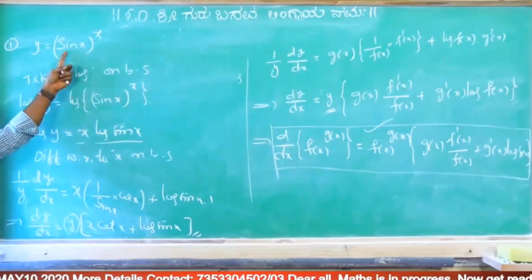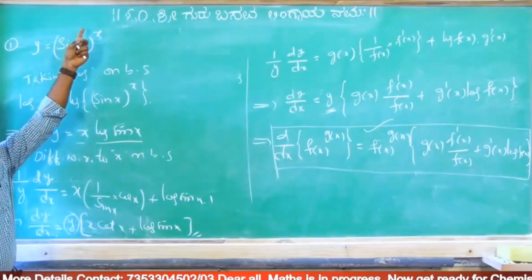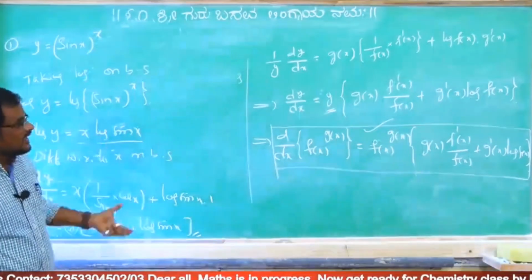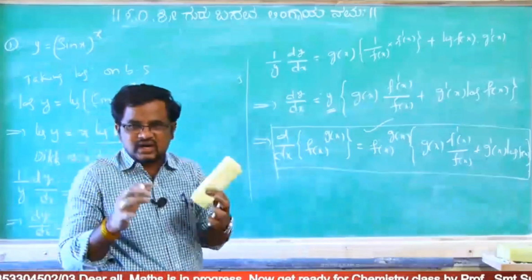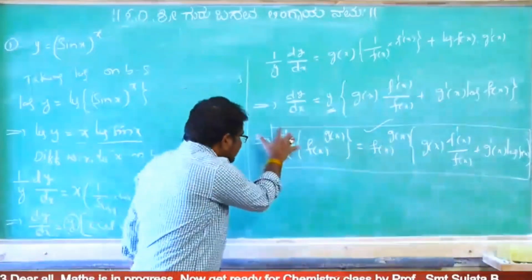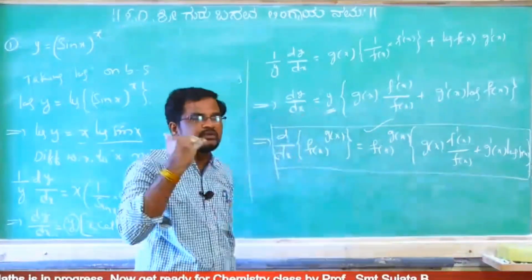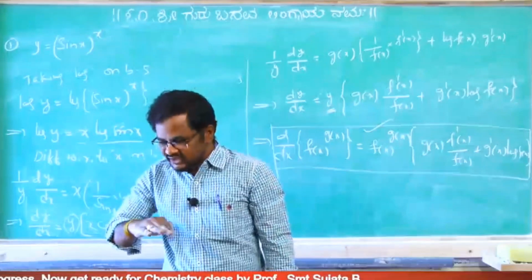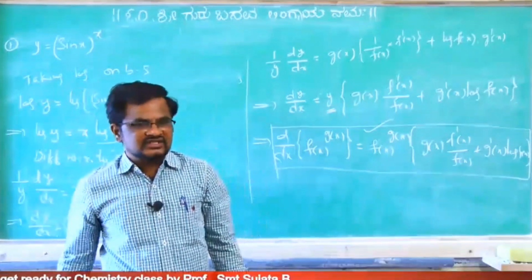Again here y means x to the power of x. Replace y by sin x power x. Suppose in entrance they have given, just observe this one, what they have given here: d by dx of f of x whole power g of x. Means one function to the power of another function is given.